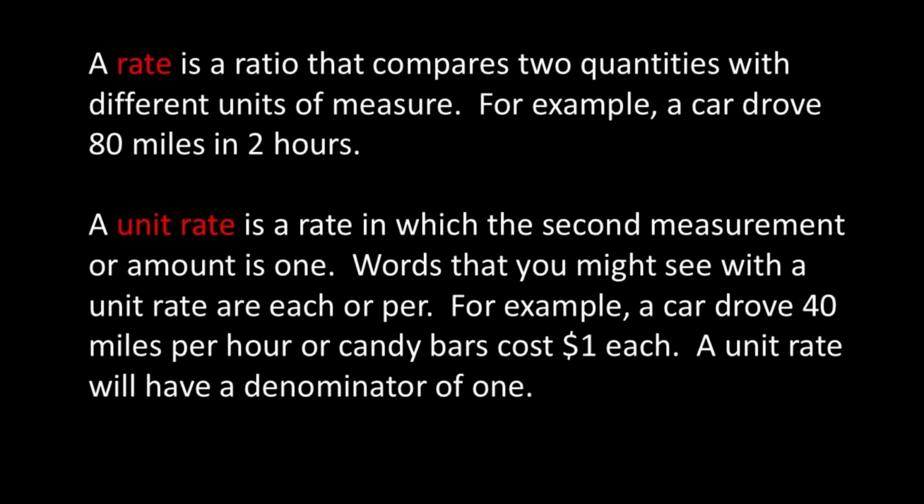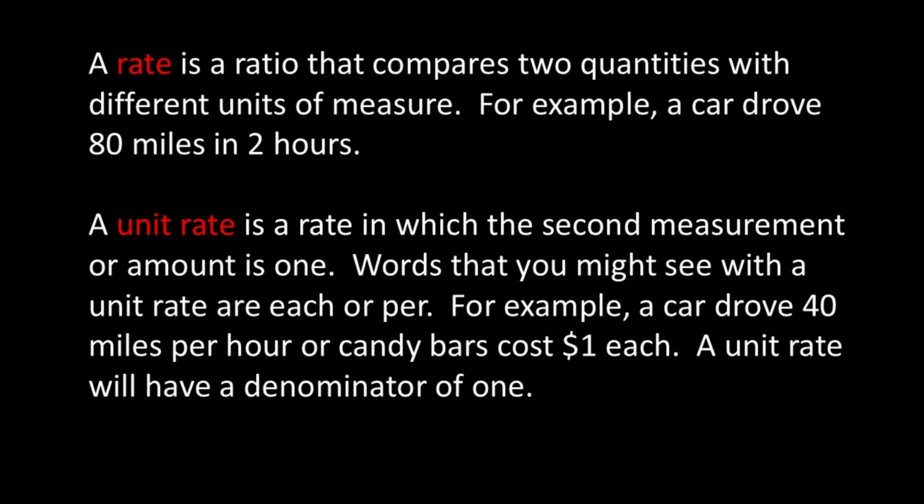In this video, we will learn what a unit rate is and how to calculate it. First, a rate is a ratio that compares two quantities with different units of measure. For example, a car drove 80 miles in 2 hours, or candy bars cost $5 for 4 bars. A unit rate is a rate in which the second measurement or amount is 1.